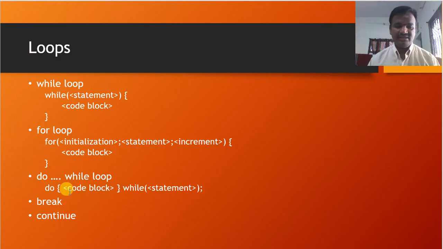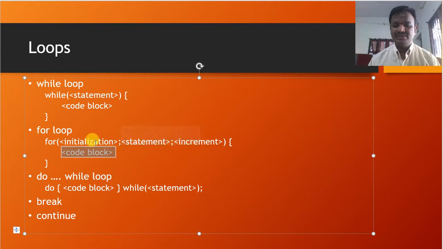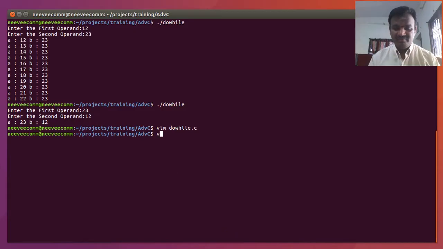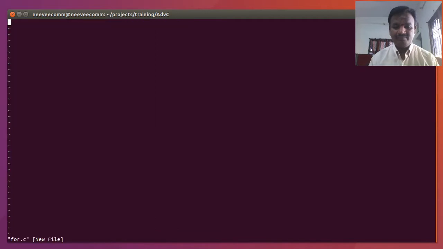And the for loop will contain initialization, a conditional statement, and after that the increment. Over here we can check that the code block will be executed until the conditional statement becomes false. Here we can check the for loop, vim for.c.